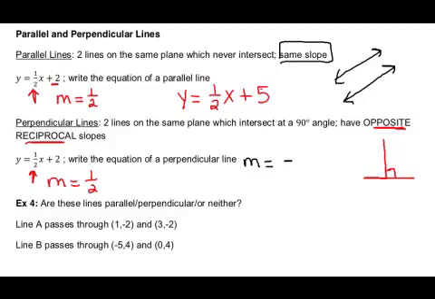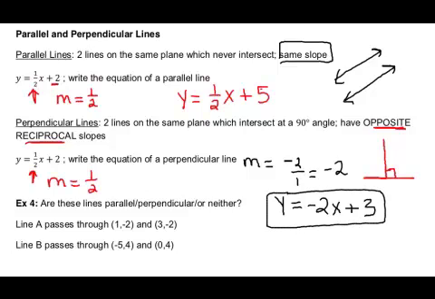So we know that the reciprocal of 1/2, we just flip the fraction, so that is 2/1, or just 2, with a negative sign, -2. So if we write our equation, y equals -2 is our new slope. And again, we just need a different y-intercept, so plus 3. So the equation of a line that is perpendicular to y equals 1/2 x plus 2 would be y equals negative 2x plus 3.